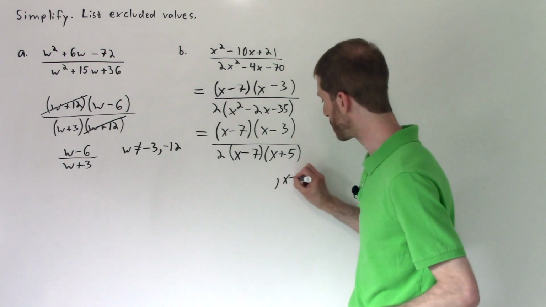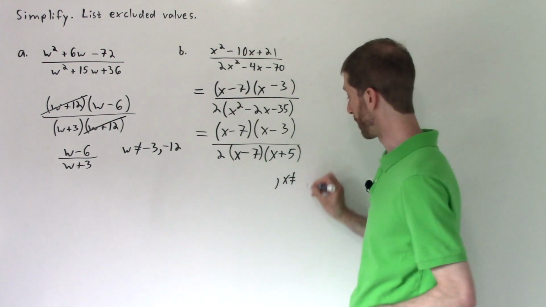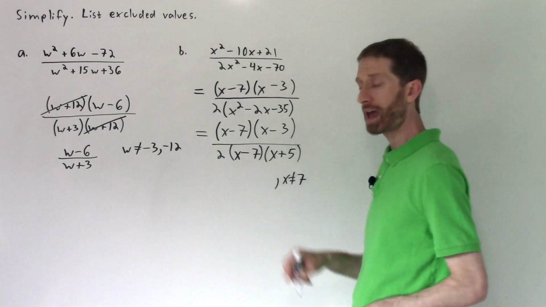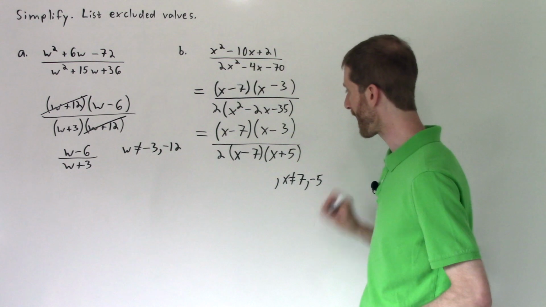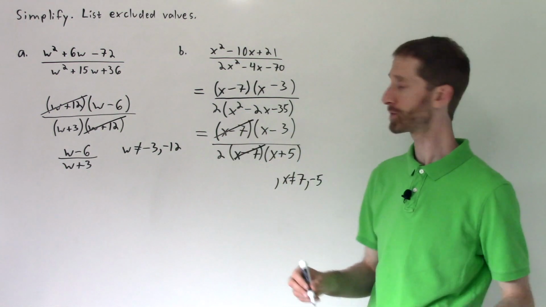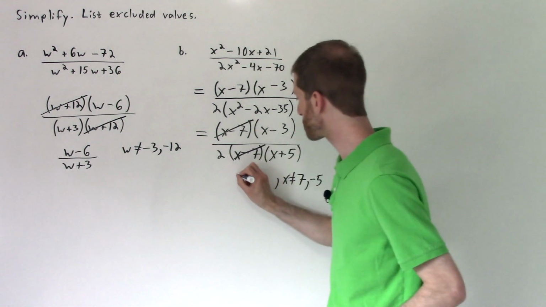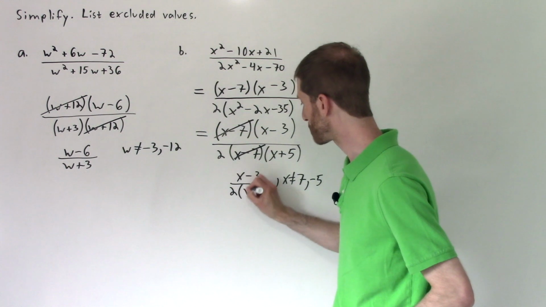So x cannot equal 2. 2 will never equal 0, but 7 minus 7 would give us 0. So x can't be 7. And if x is negative 5, we would get 0. So x can't equal negative 5. Now let's divide out the common factors. The x minus 7s divide out. You're left with x minus 3 up top, all over 2 times x plus 5.